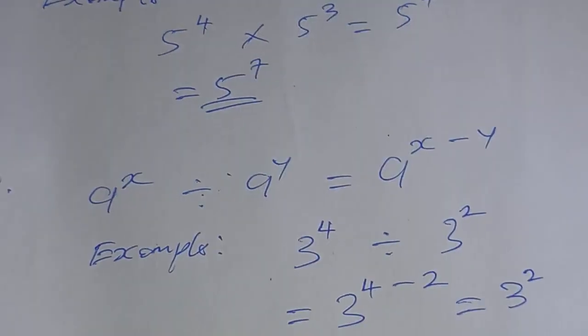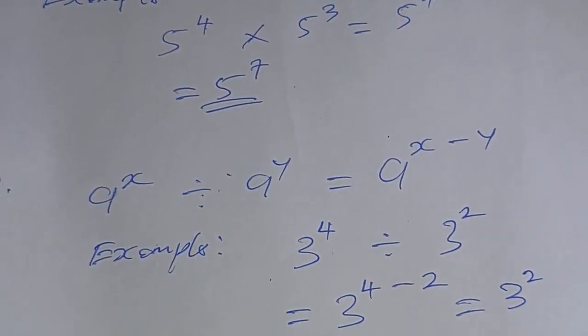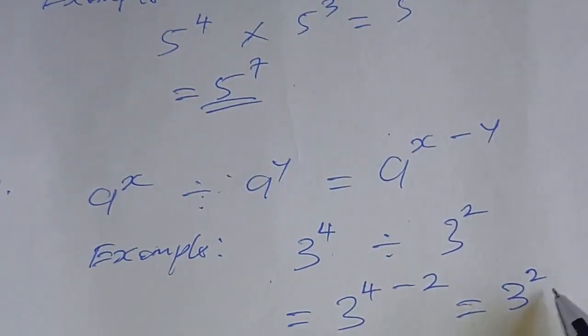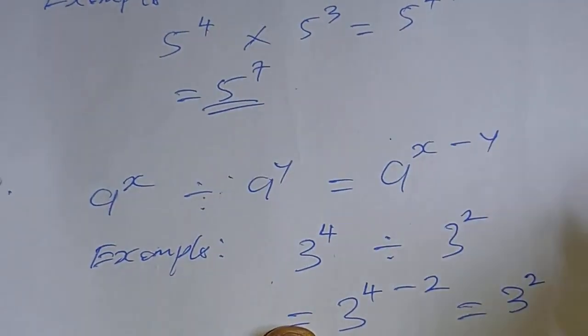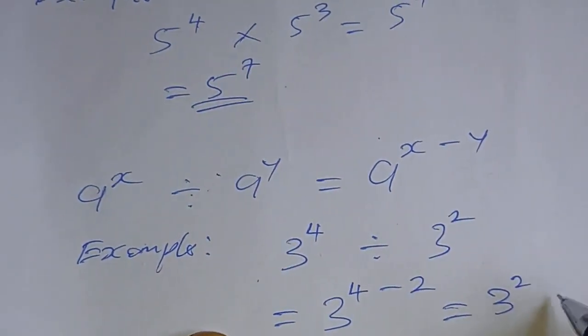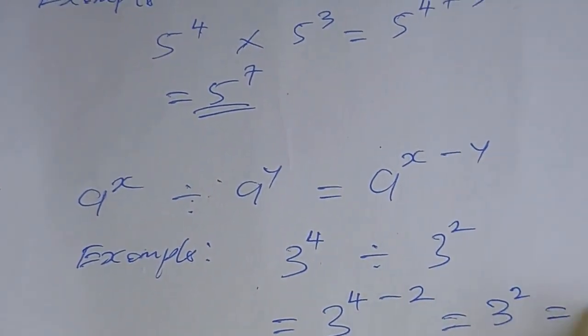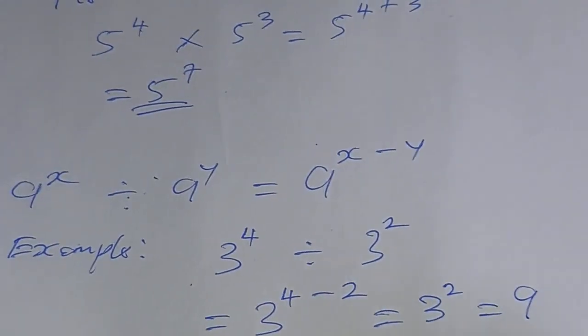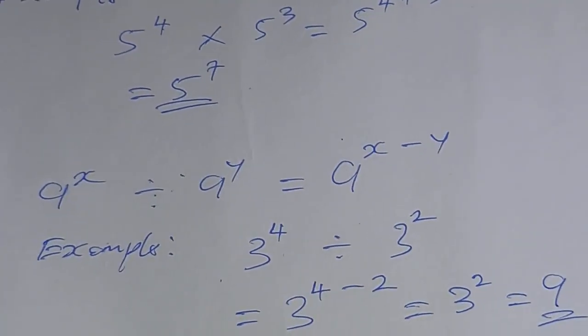Pardon for that blunder. It's 3 raised to the power 2. 3 raised to the power 4 minus 2, and 4 minus 2 is 2. So 3 raised to the power 2 is the answer. And to simplify it finally, 3 raised to the power 2 means 3 times 3, and that will give you 9 as the final answer.